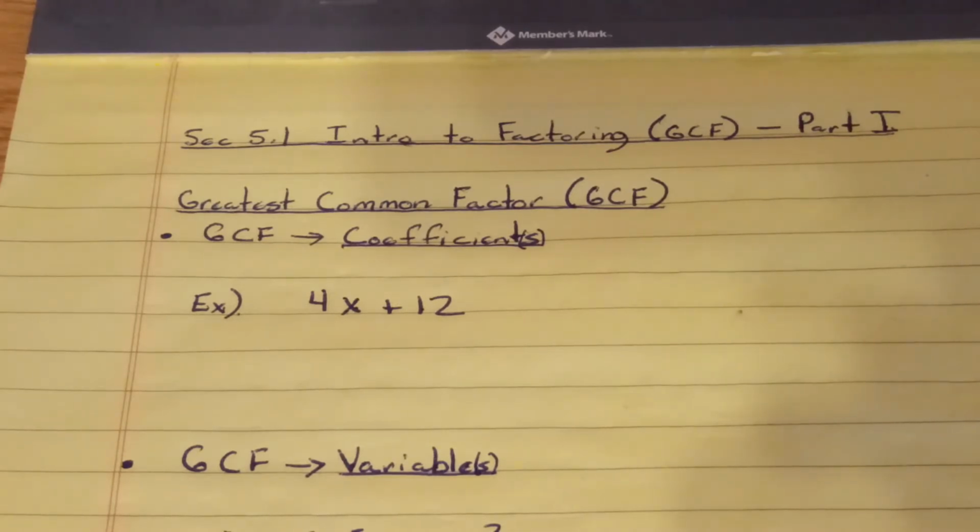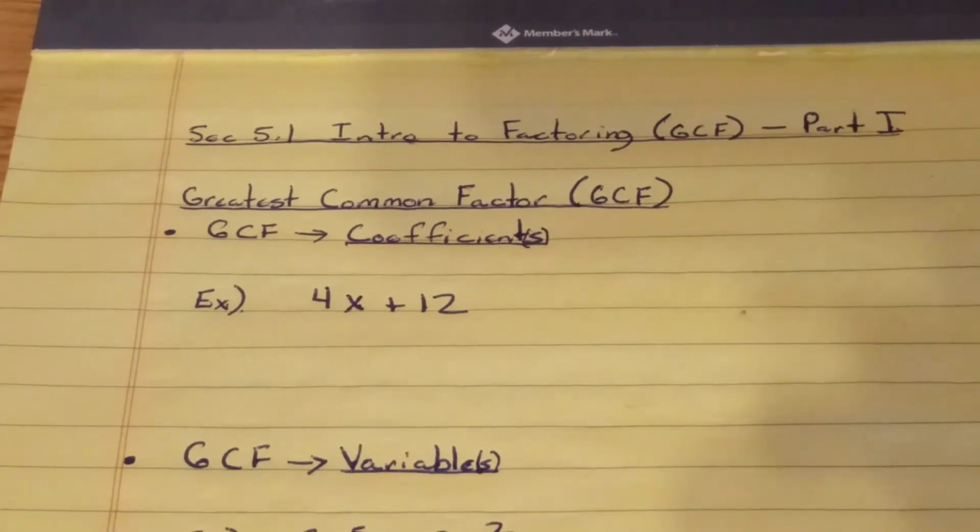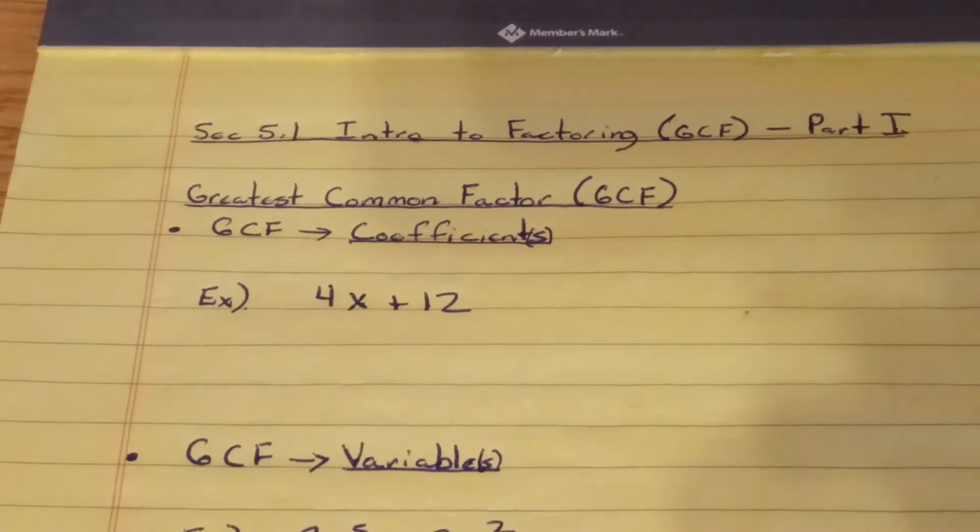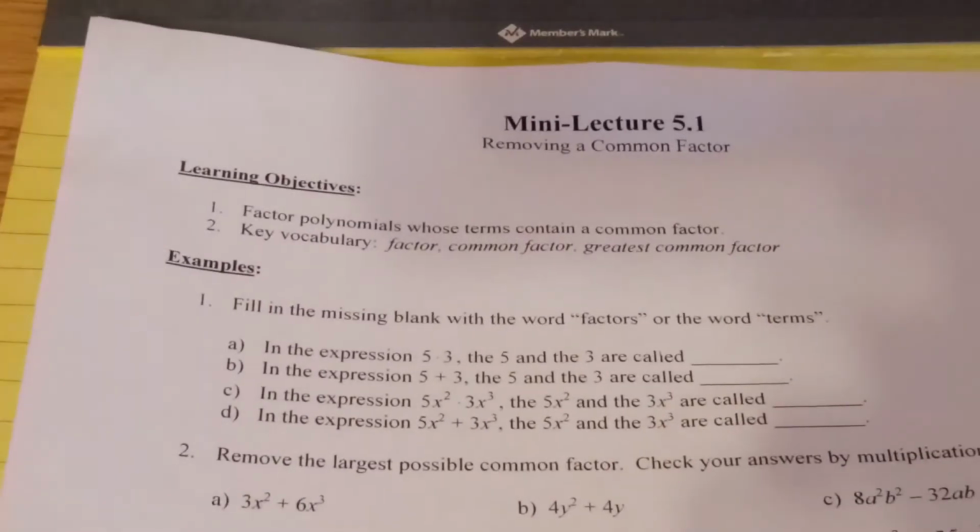Well, section 5.1 all has to do with the greatest common factor. Beforehand, we had seen the greatest common factor being used when it comes down to fractions. Basically, it was the largest number between the numerator and the denominator, and we reduced it. Well, here we're going to use another version of the greatest common factor, and it's going to be dealing with polynomials themselves.